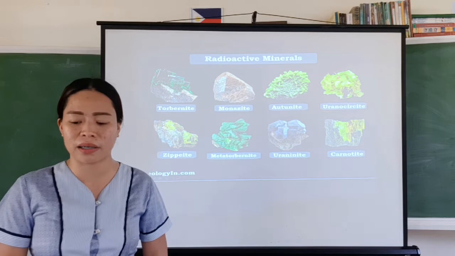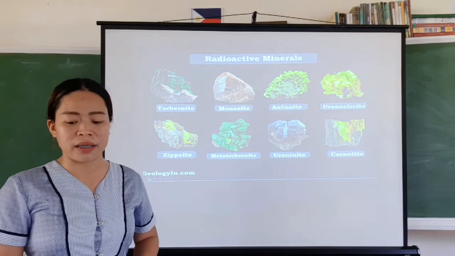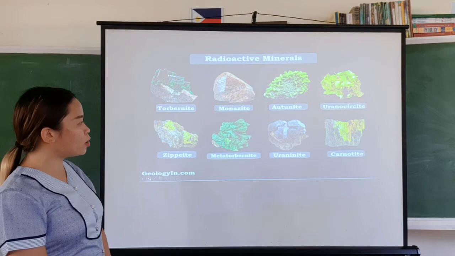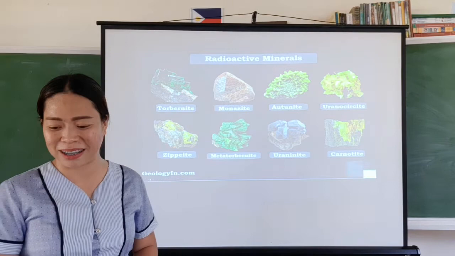Radioactive, why? They have radioactive elements like radium, polonium, uranium, and other radioactive elements. Look at the colors. The color ranges from brown to somewhat neon yellow or yellow-green. So be careful with those minerals. They are pretty to look at, but they are dangerous.